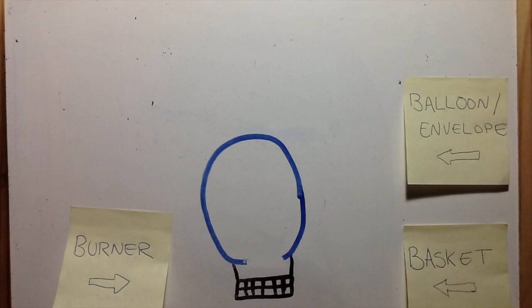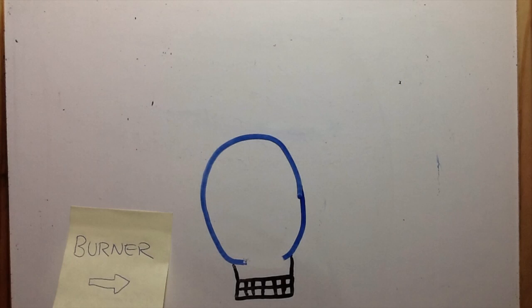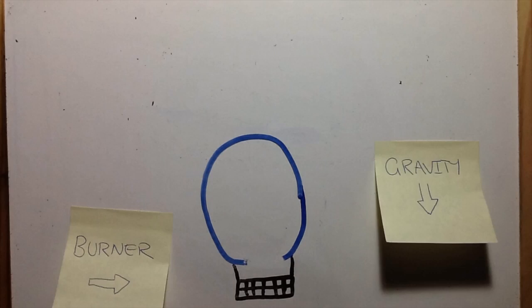A hot air balloon has many different aspects. We have the balloon, which is sometimes called the envelope, the basket in which the passengers and drivers sit, and the burner. The burner makes gas to make hot air, which allows the balloon to lift.